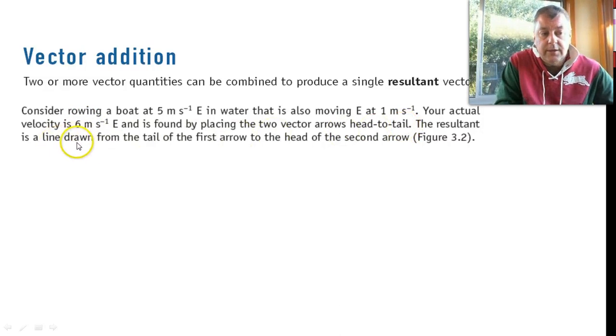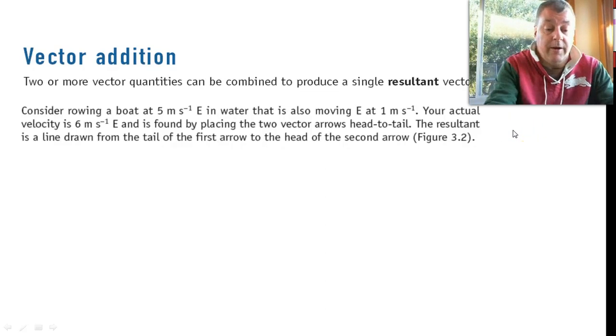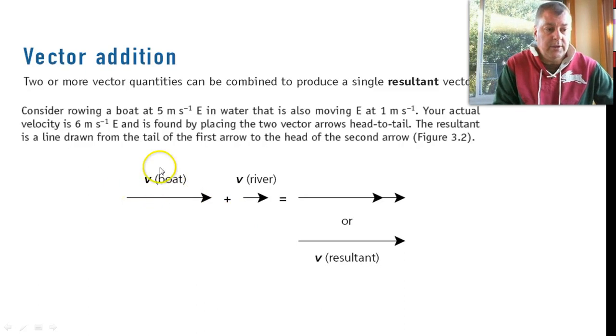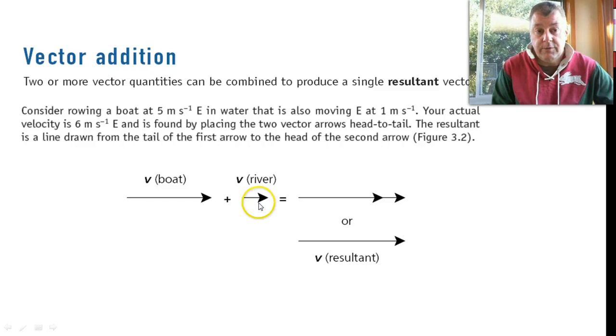The resultant line is drawn from the tail of the first arrow to the head of the second arrow. So the resultant is the line drawn from the tail of the first arrow to the head of the second arrow. This is what it looks like. Here's an arrow representing the velocity of the boat. Here's an arrow representing the velocity of the river. Notice that it's smaller. Draw the first one, put the tail of the second one onto the head of the first one, and the resultant goes from here to here, represented by this.